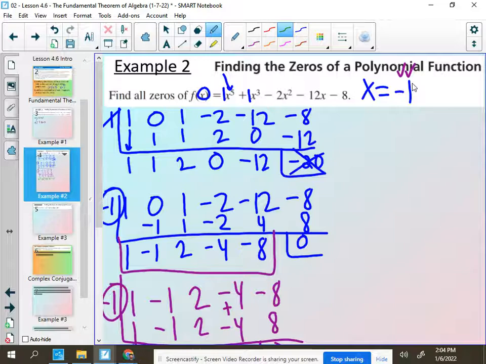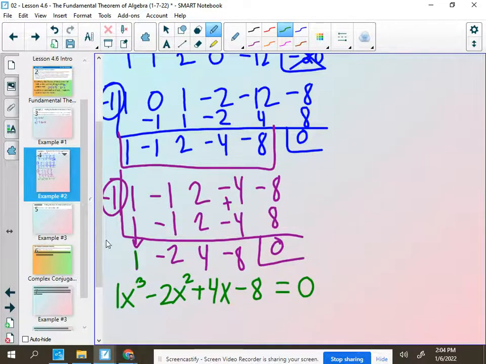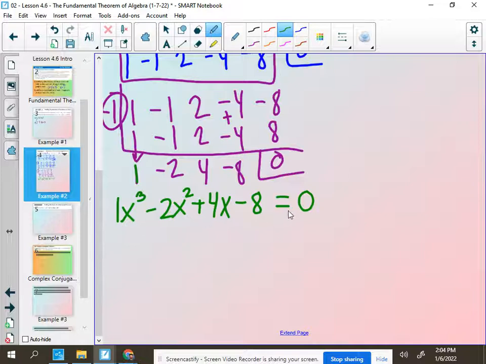The hard part here is we need 3 more answers, 3 more zeros here, because we know we got to get to 5, and I don't know if we're going to be able to get them all using synthetic. But you could go and move up, probably check -1 again and make sure it wasn't repeated a third time. But at this point, I'm looking at this and I'm seeing a factor by grouping. So that's how I'm going to finish this one.